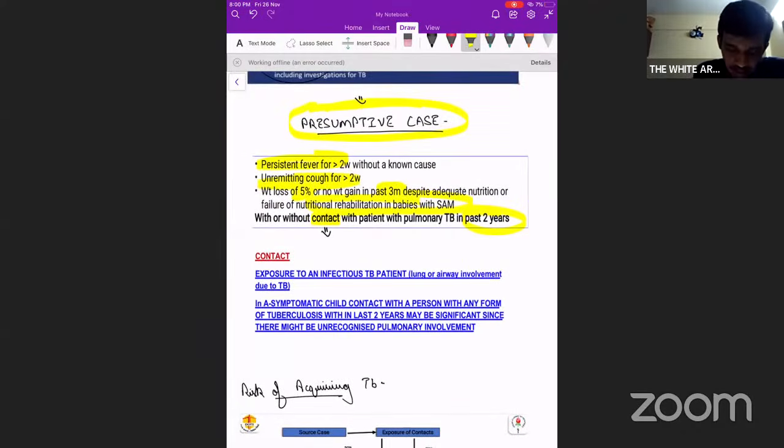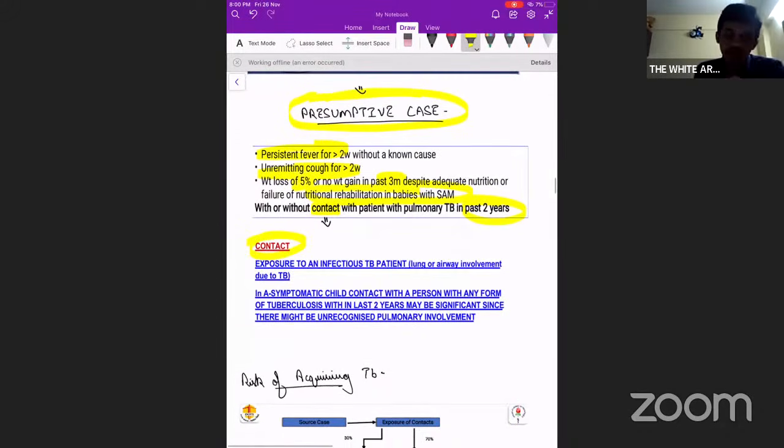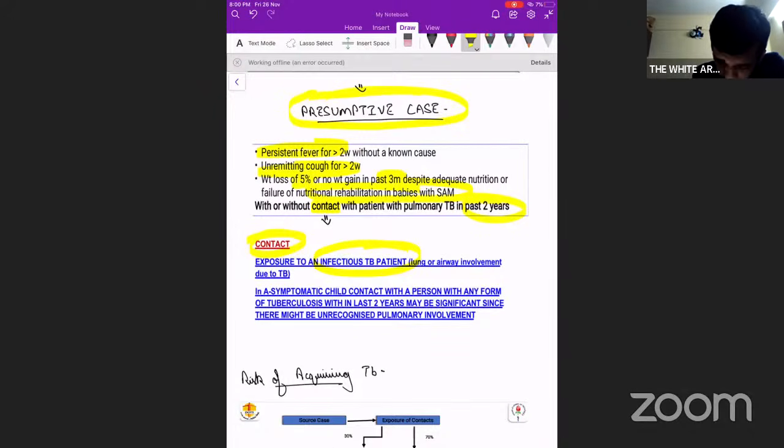Now, as discussed earlier, who are contacts? Exposure to an infectious tuberculosis patient, in a child, with a person with any form of tuberculosis in the last 2 years. So this is the definition of contact, and we have already learned about it.